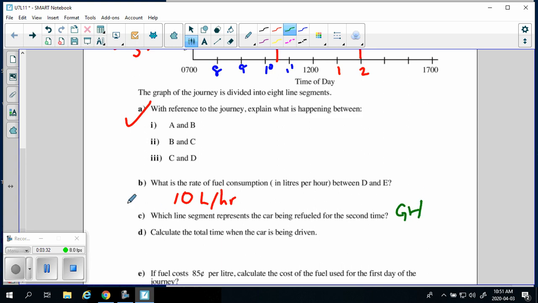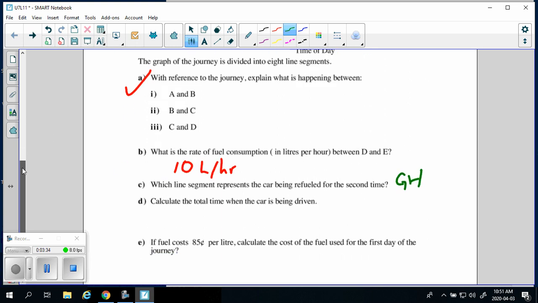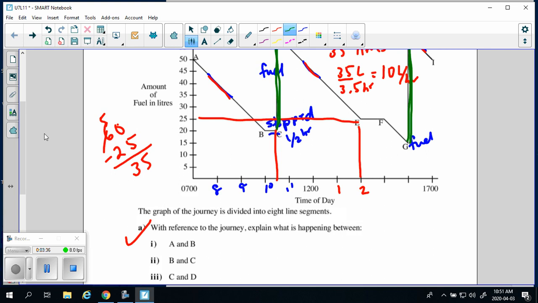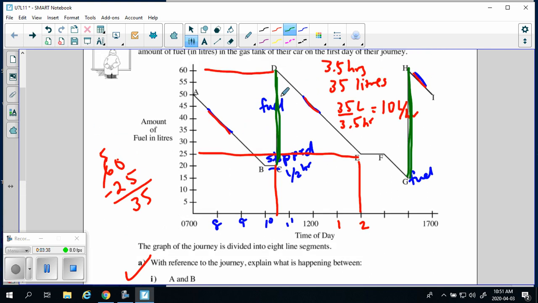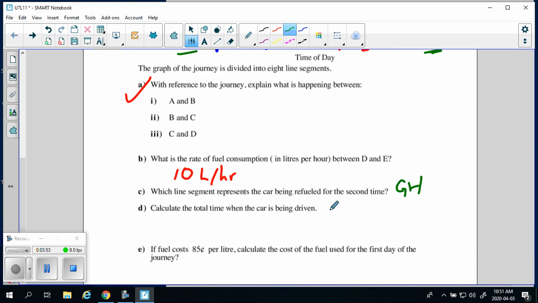And the last question, or question D, says calculate the total time the car is being driven. So all we have to do is look at what time the journey ended, which was at 17 o'clock over here. And we can count the number of hours since 7 o'clock. 1, 2, 3, 4, 5, 6, 7, 8, 9, 10 hours was the journey. 10 hours.